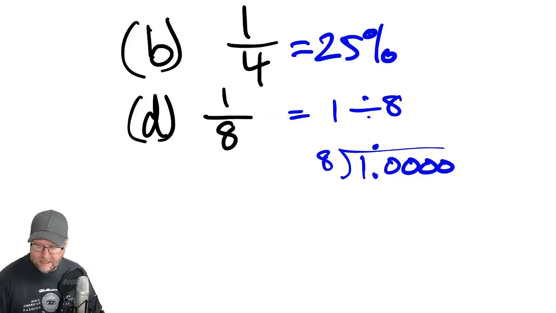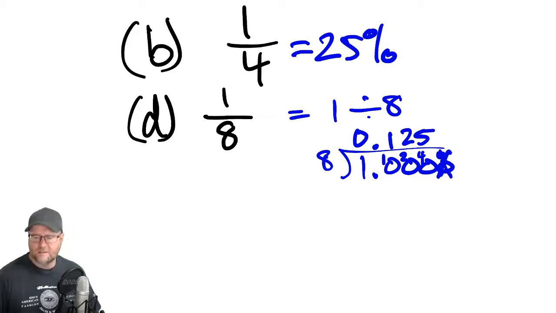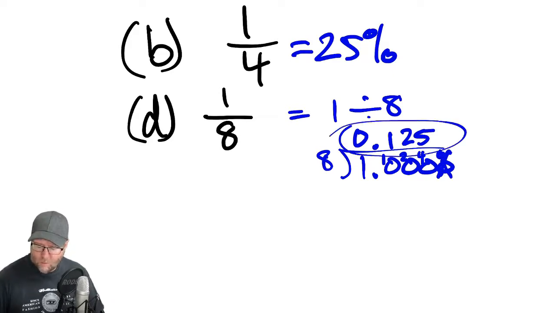How many times does 8 go into 1? It goes 0 times with 1 remainder. How many times does 8 go into 10? Well, it fits once with 2 remainder. How many times does 8 fit into 20? Well, it fits twice with, beg your pardon, 4 remainder. Right, and how many times does 8 fit into 40? 5 times with no remainder. I can stop now because I've got no remainder. So 1/8 as a decimal is 0.125.